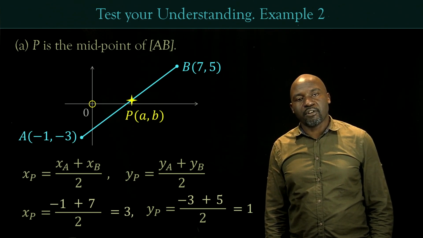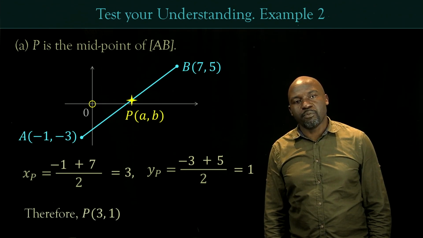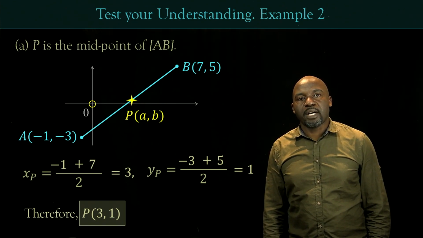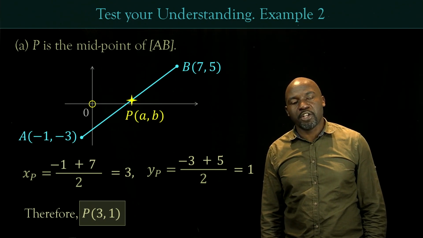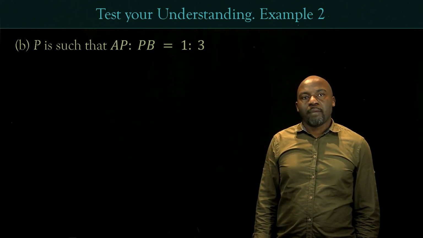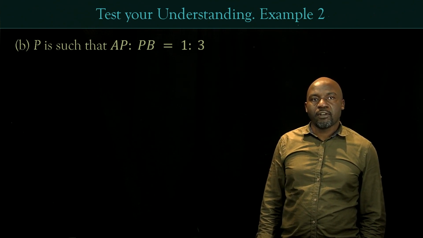And so the coordinates of point P must be equal to, so A must be 3, and B must be 1, like that. Okay? What about if point P is splitting AB in the ratio 1:3? So here is part B. So AP is to PB is 1:3. What are the coordinates of point P?